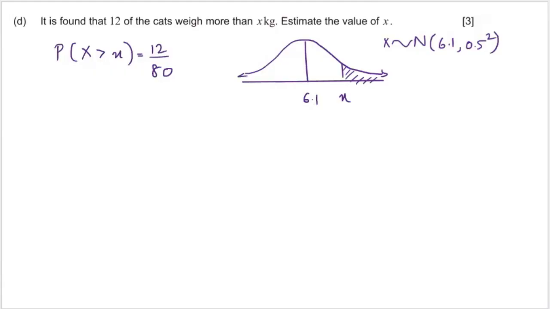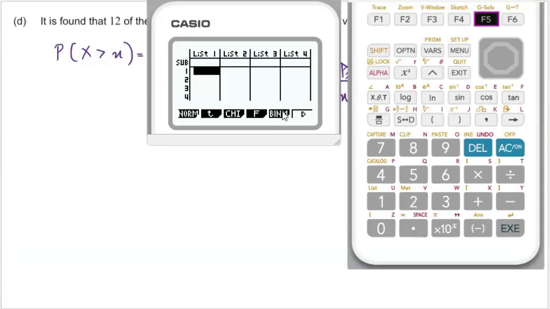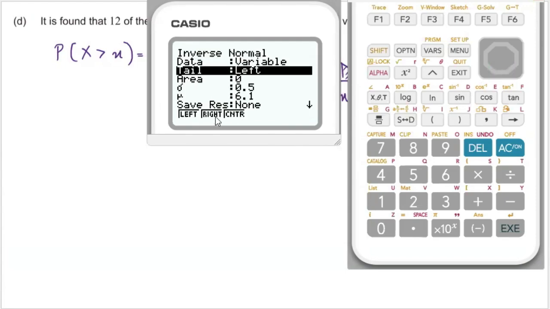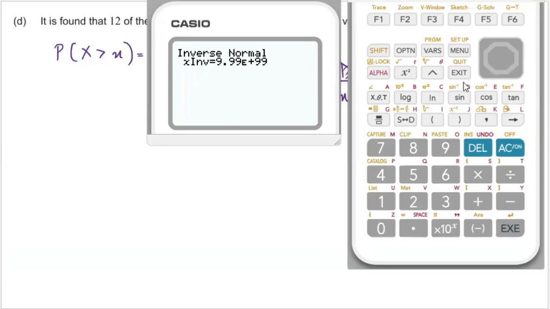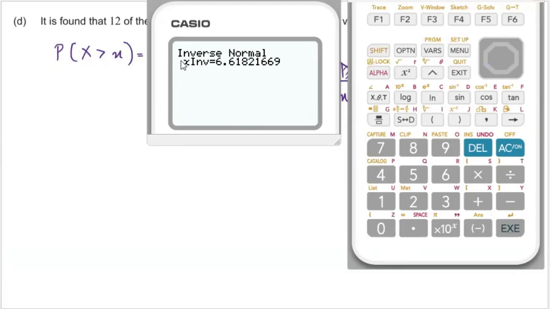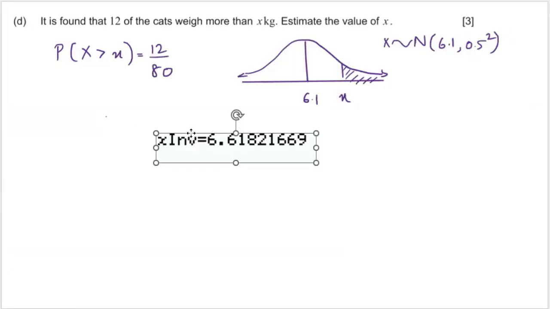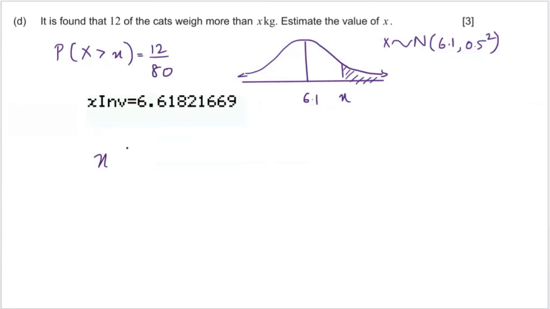So how do we calculate this? We just go to inverse normal, distributions, normal, INVN. Okay, so this time we need to choose right. Area is going to be 12 out of 80. So you can even put a fraction. The calculator will make it decimal itself. And the rest of the information is correct. Let's just execute. And I'm getting the inverse normal value as this. Okay, so X should be 6.62 kg.